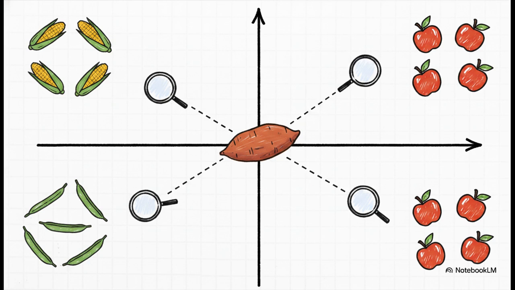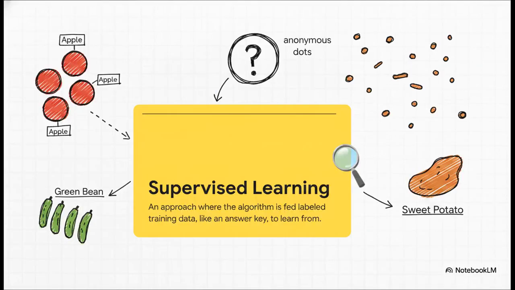To figure out what on earth a sweet potato is, the algorithm looks at its nearest neighbors on that graph. Because the sweet potato physically lands right next to points that are labeled apples, green beans, and corn, the algorithm uses those nearby neighbors to confidently classify our sweet potato. But wait a second. For the algorithm to know that those other dots are apples or green beans in the first place, it needs an answer key, right?